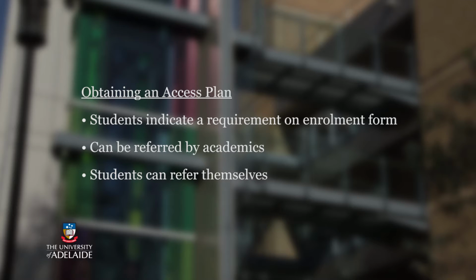A student can obtain an access plan in a number of ways. On enrolment, they tick a box to say they have a disability or ongoing medical condition. Students can be referred by other academics as well. They can refer themselves in even if they haven't ticked the box. So there's a number of ways that a student can access the service.